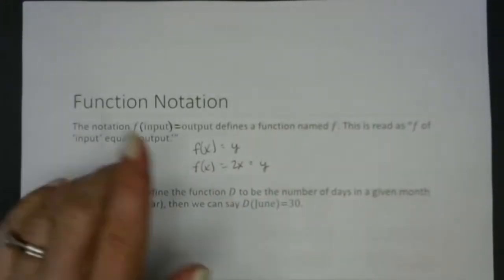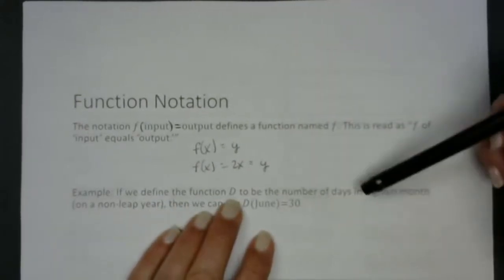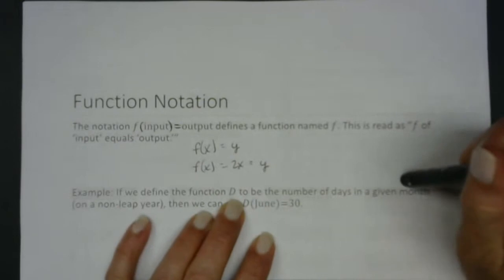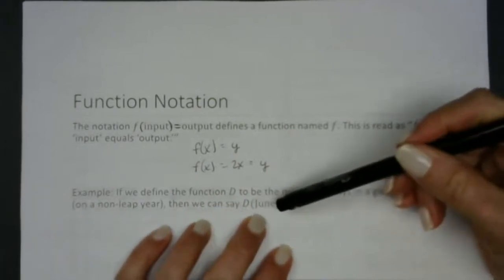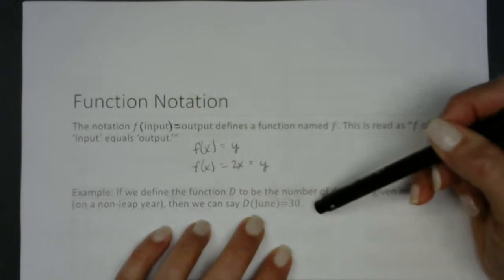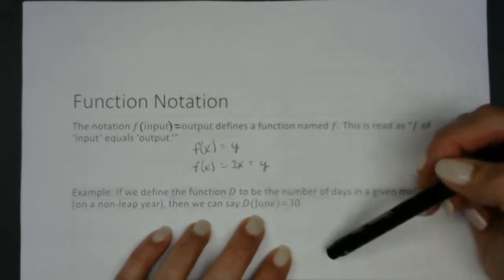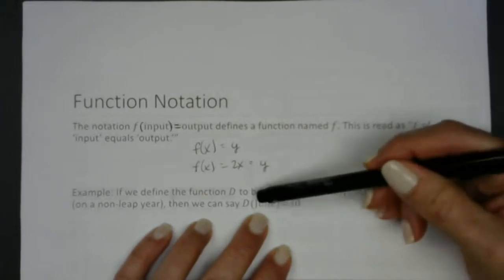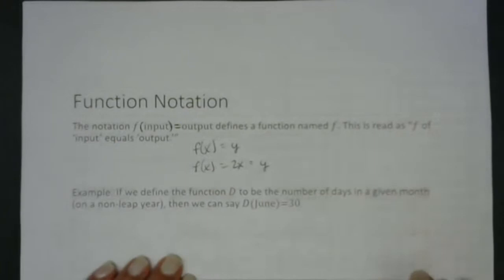All right. So, for example, if we define a function called d to be the number of days in a given month, and we'll forget about leap year here, then we could say that d of June equals 30, right? The rule here is how many days are in the month. The input is the month. The output, the result, is how many days that month actually has.